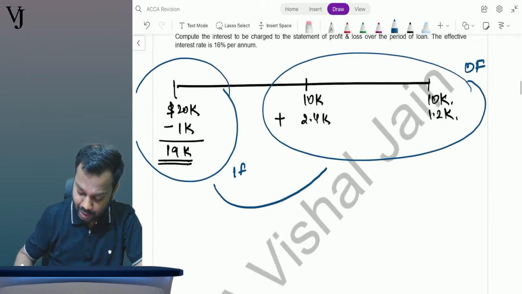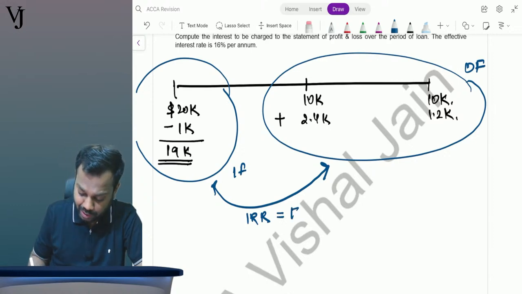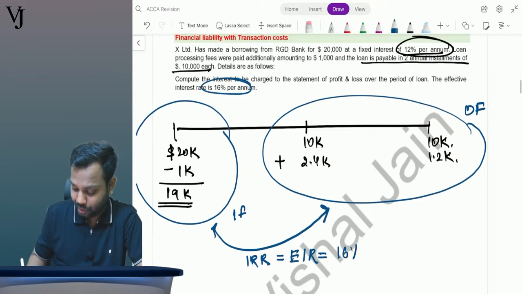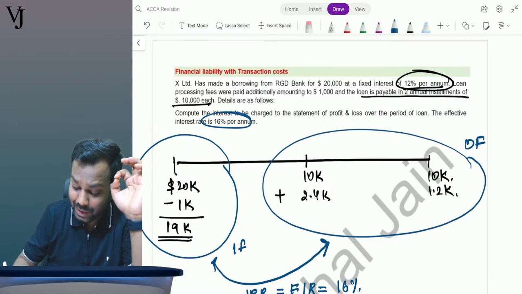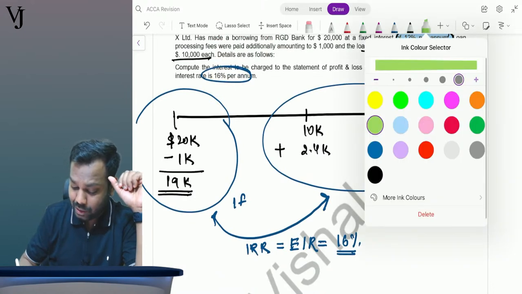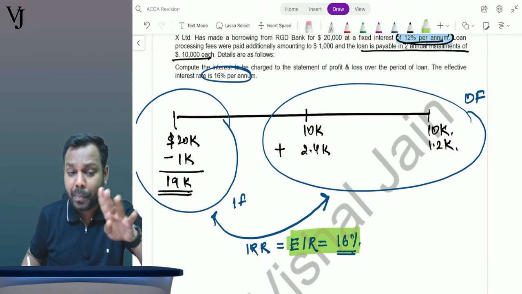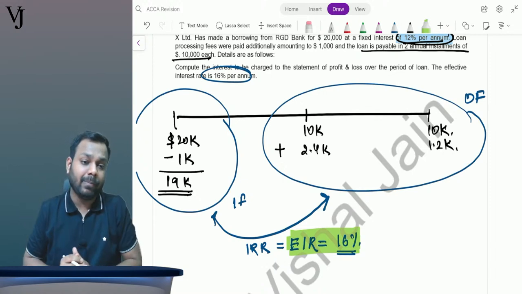When you calculate an internal rate of return between this inflow and the outflows, the internal rate of return generally will be given in the question. This internal rate of return is called the effective interest rate, and it is given as 16% per annum. Now see, generally the bank charges 12% interest, but I will be recording the finance cost at 16%. Why? This 4% extra is on account of processing fees. We are amortizing the processing fees over 2 years.